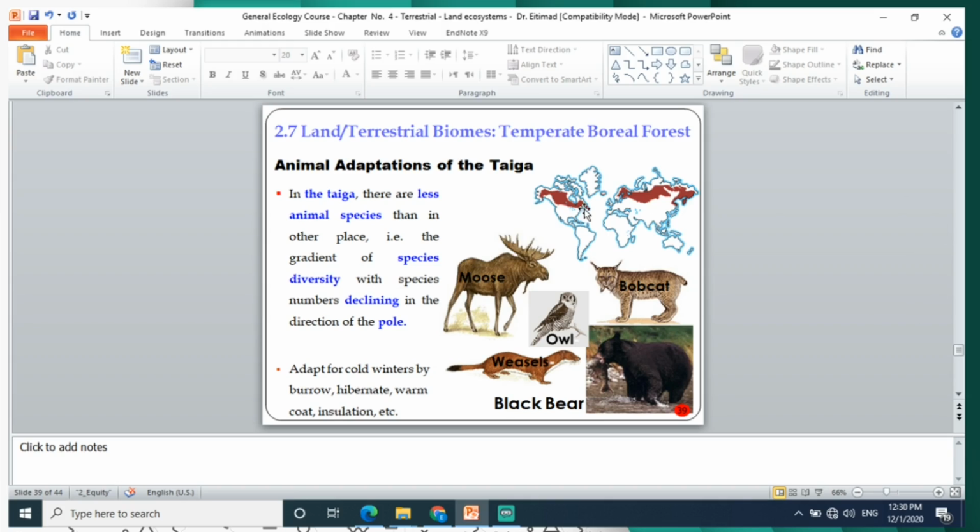Most of the animal species that are present there are adapted to the winter, either by burrowing or hibernating, or warm coats. They have a warm coat, or they have some fats under their skin.